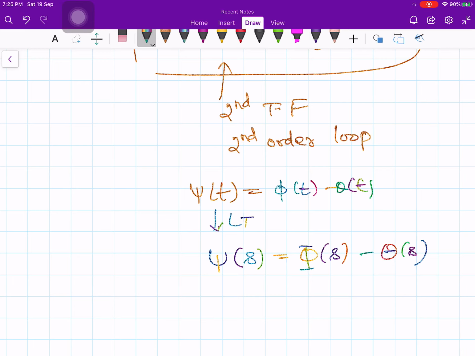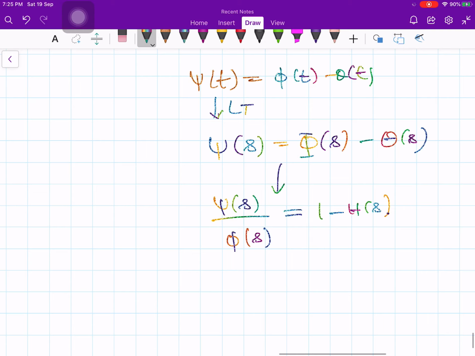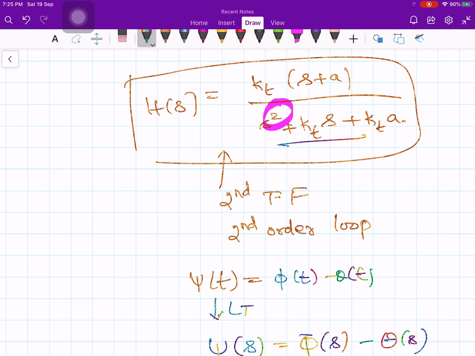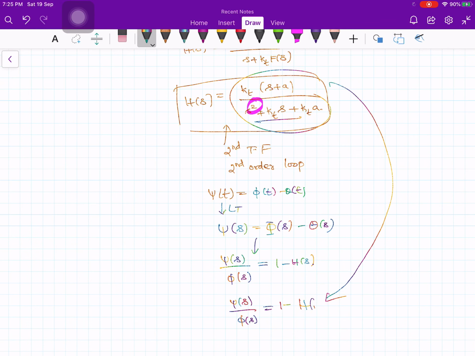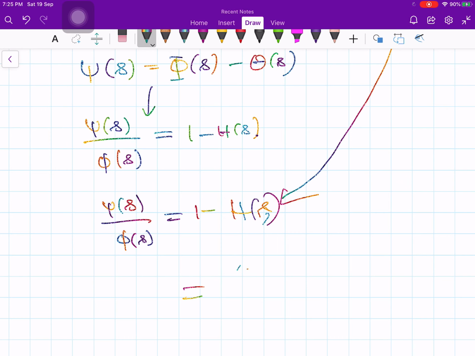I would like to find out psi of s divided by phi of s. If you rearrange this, it will become 1 minus h of s. Therefore, psi of s divided by phi of s is equal to, if you substitute, h of s is kt times s plus a divided by this whole thing. These are all algebraic manipulations. So the final relation: the numerator is s squared, the denominator is s squared plus kt times s plus kt times a.